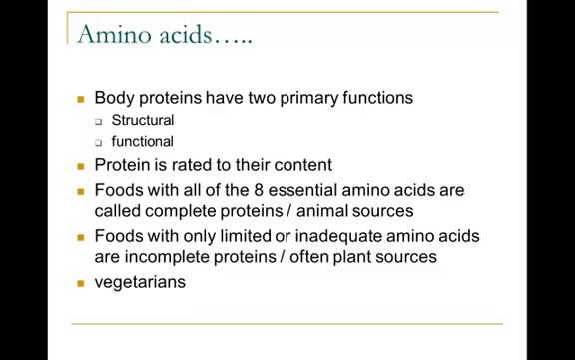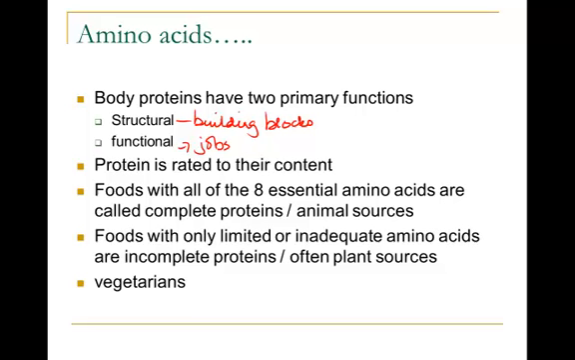We make a number of proteins in our body, and they're structural, which is building blocks, or functional. Functional proteins are the proteins that have jobs, like hormones, like neurotransmitters, things like that. The protein is rated by the content it has. So all of the food that has the 8 essentials is called complete protein, and they come from animal sources. We have to get them that way. Foods with only limited or inadequate amino acids are called incomplete, and they're most often plant sources, which is why vegetarians have to balance how they get them.